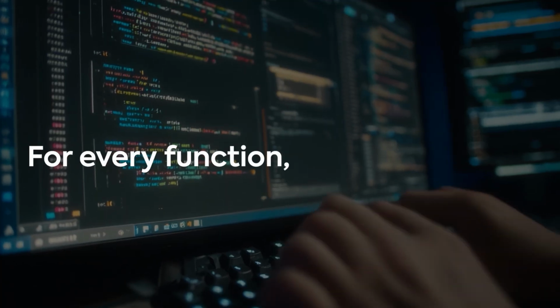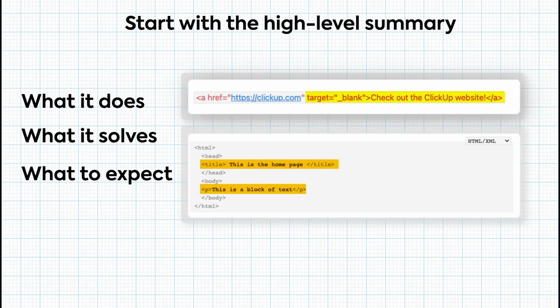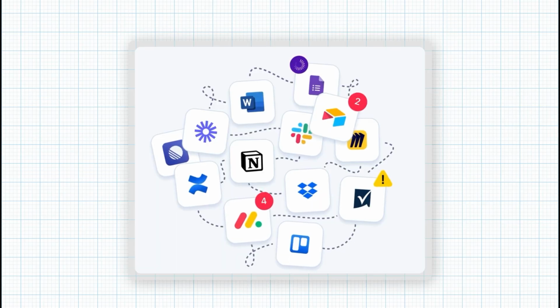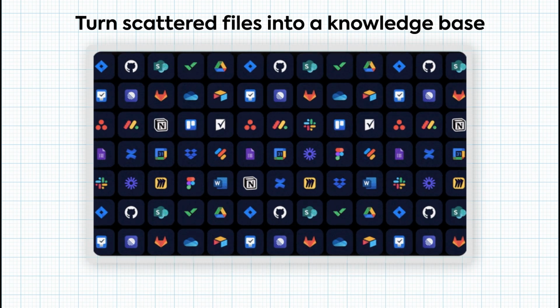For every function, class, or module in the codebase, there should be a short high-level summary: what it does, what problem it solves, what to expect from it. That connected structure is what turns scattered files into a knowledge base people can actually rely on.